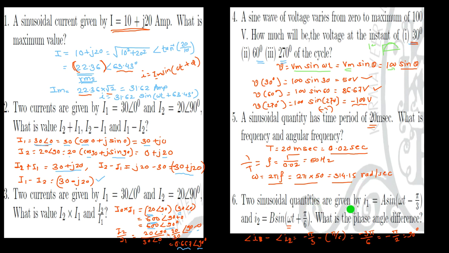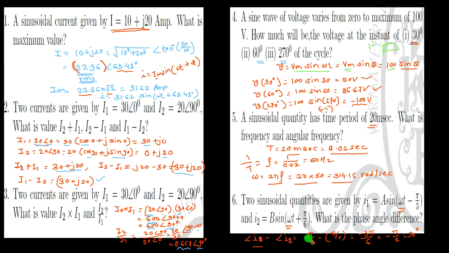Two sinusoidal quantities are given by I1 equal to A sine of omega t minus pi by 3 and I2 equal to B sine of omega t plus pi by 6. What is the phase angle difference? First check that the frequency is the same. Yes, the frequency omega t is the same. Then take the angle of the first current minus the angle of the second current. So what is the angle of the first current? It is minus pi by 3.